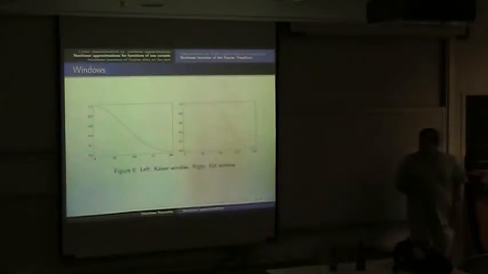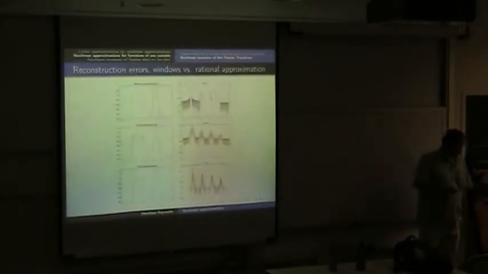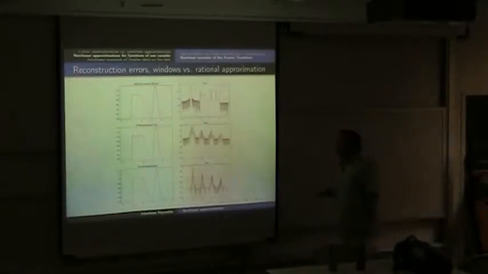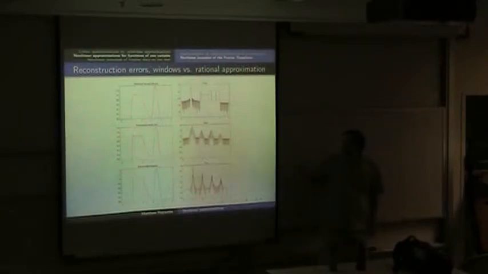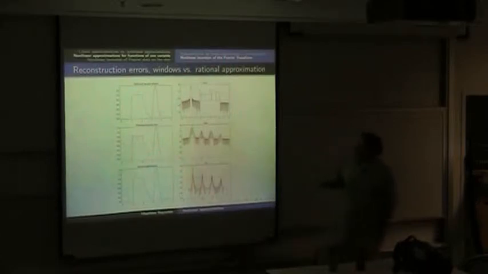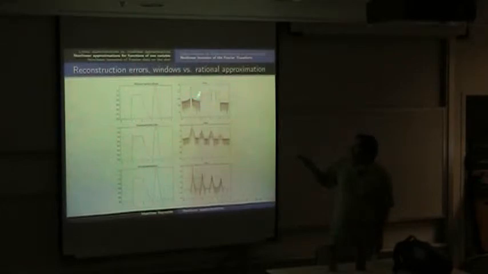All right, so these are the two windows that we're looking at. We're using just a Kaiser window and a flat window, a window that's flat up here for a while and then comes down and kills the function. And when you look at the reconstructions that you get from these three techniques, this is the Kaiser window up here, this is the flat window, and this is the rational approximation. So the first thing you see is that with the Kaiser window, you're causing a lot of damage in the approximation away from the singularity points, okay? So this is a significant error you have in here.